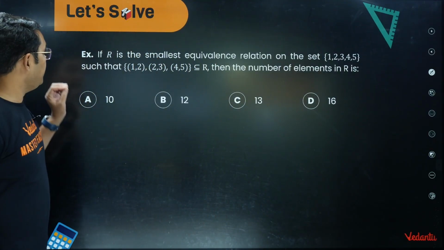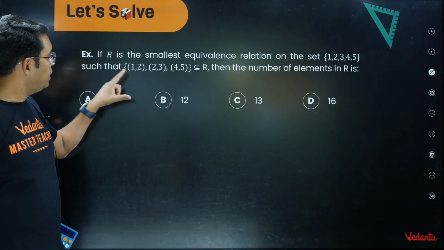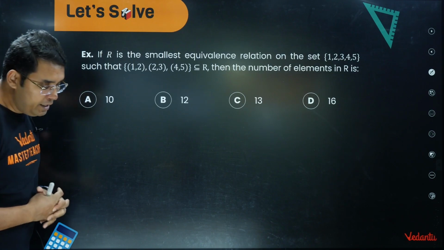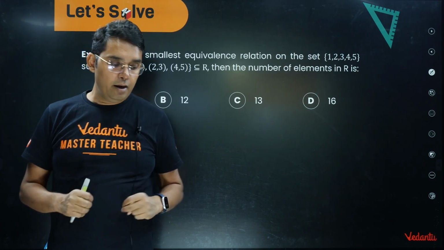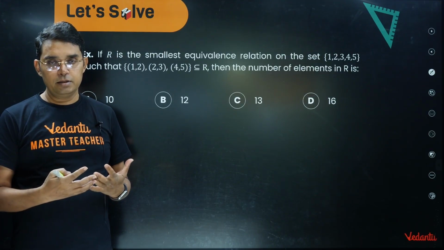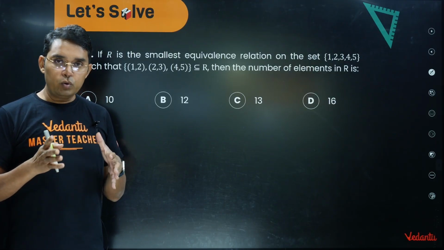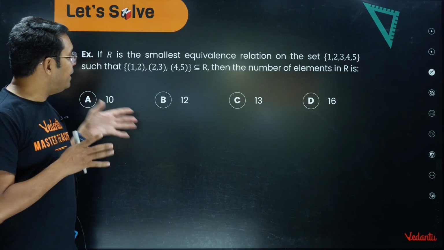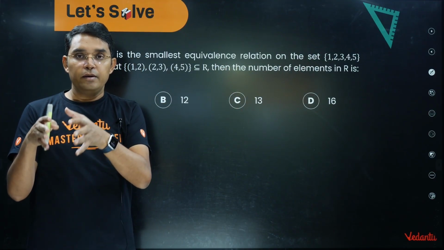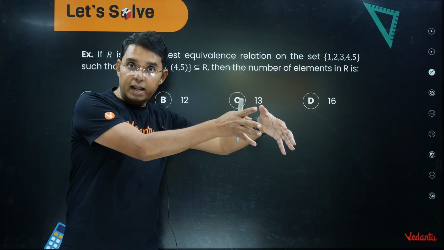In this question, we are given R is the smallest equivalence relation on the set 1, 2, 3, 4, 5, such that (1, 2), (2, 3), (4, 5) belong to R. Then the number of elements in R is. Dear students, I would like to tell you this question by 2 methods. One method I would like to talk about is the equivalence class. Actually, there is a concept of equivalence class in equivalence relation where few elements create a class which are related to themselves only. They are not related to other elements' class.